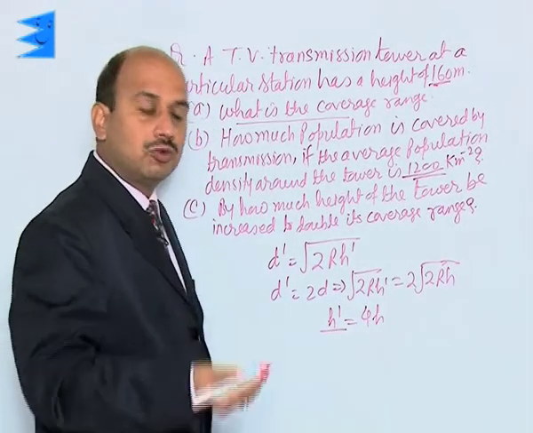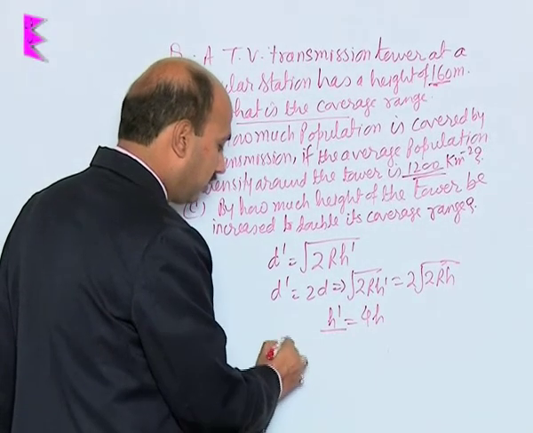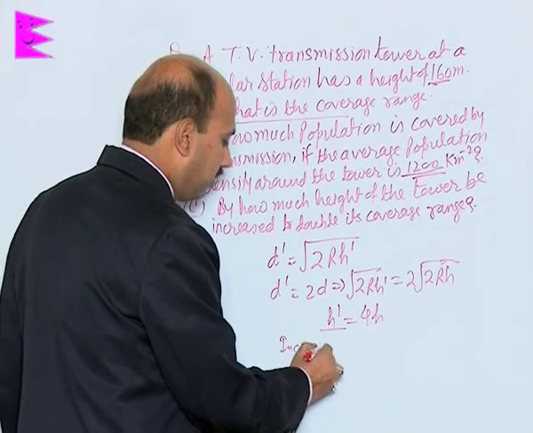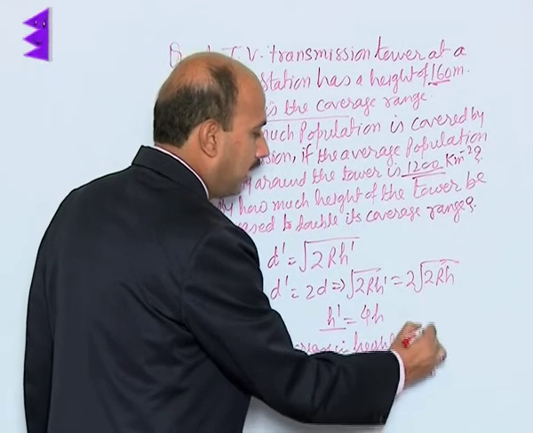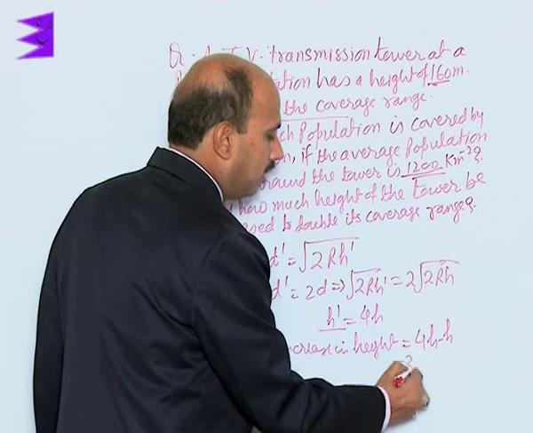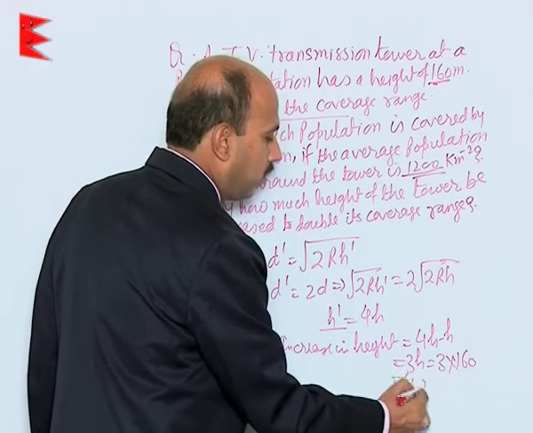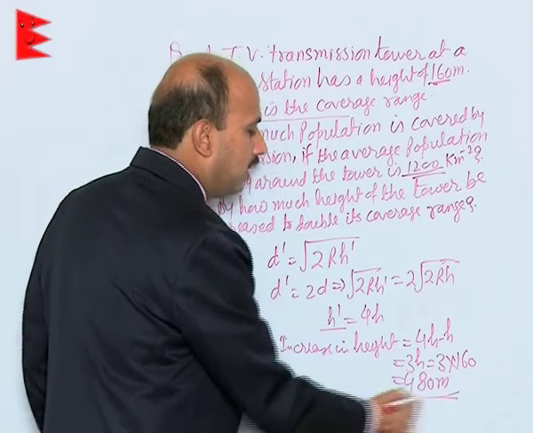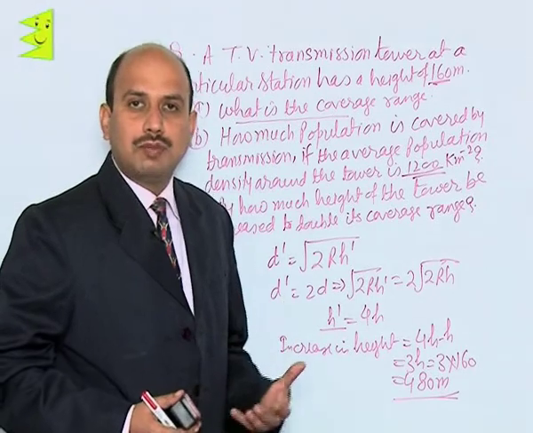By what height should it be increased? So we can get here the increase in height, that is 4h minus h, that is here 3h is equal to 3 into 160, it means 480 meter. So if you increase the height of the antenna by 480 meter, then its coverage range will be double.